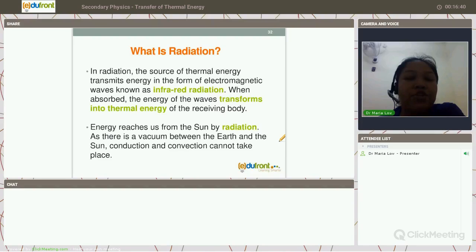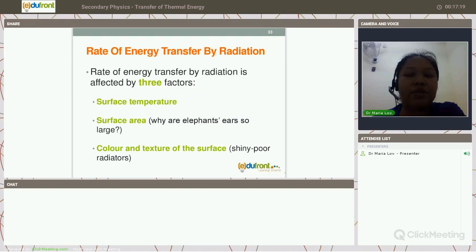And then in radiation, the source of thermal energy transmits energy in the form of electromagnetic waves, which are also known as infrared radiation. And when these are absorbed, the energy of the wave will transform into thermal energy of the receiving body. Okay, next thing to take note is that energy reaches Earth from the Sun by radiation. There is a vacuum between the Earth and the Sun, so therefore conduction and convection cannot take place from the Sun to the Earth. So the only form of thermal energy transfer is by radiation.